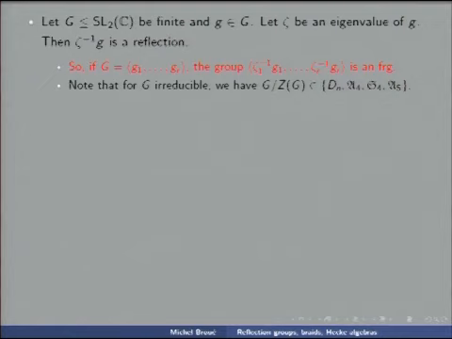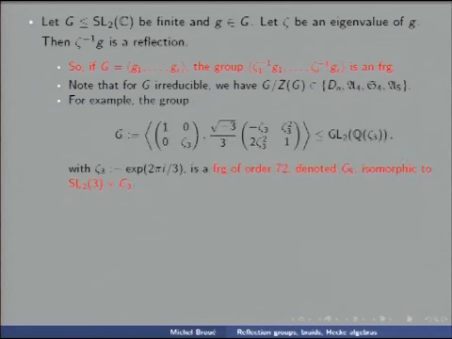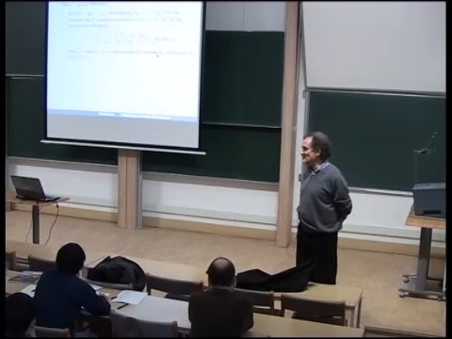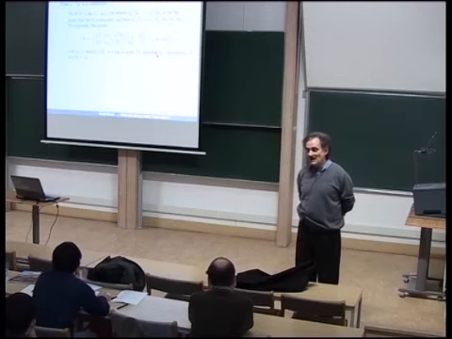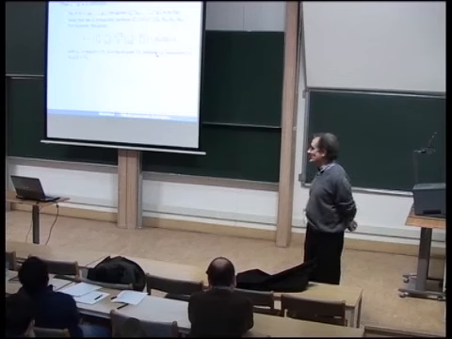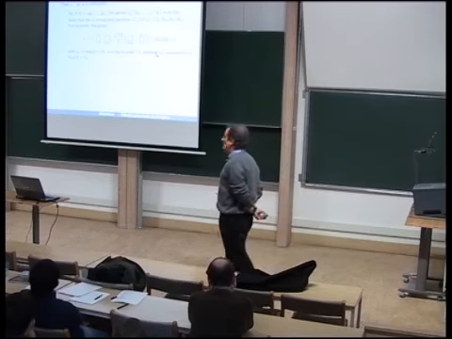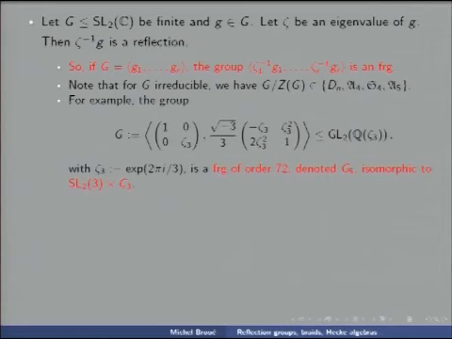And then note that for G irreducible, by a general result, G divided by Z(G) is one of these series: dihedral, A4, S4, S5. For example, this rather complicated group, you don't have to take note because it will be on the web in a few days. So this rather complicated group, a subgroup of a vector space of dimension 2 over this field Q(zeta_3), where zeta_3 is a third root of unity, is a finite reflection group of order 72, and it is denoted by G5, and it is isomorphic to SL_2(F_3) cross C_3.